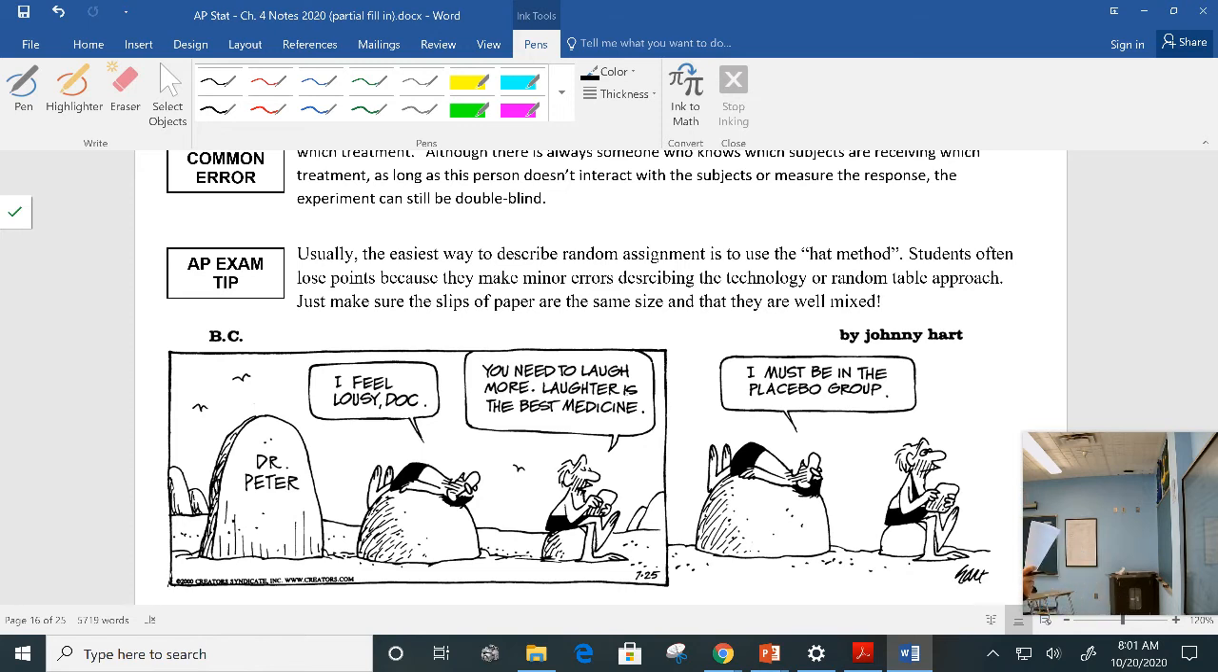Students often lose points because they make minor errors describing technology or the random table approach. Just make sure the slips of paper are the same size and they are well mixed, and you can always use your hat method. So we can use that hat method to randomly assign people to treatment groups.